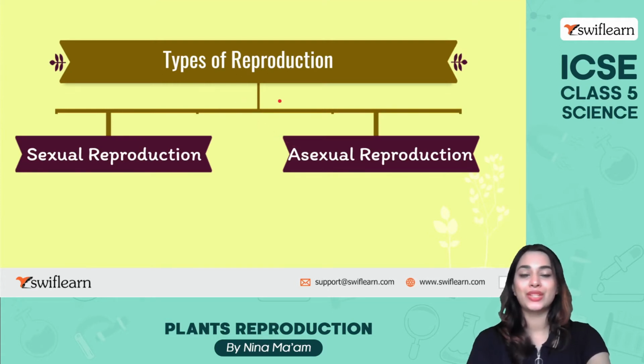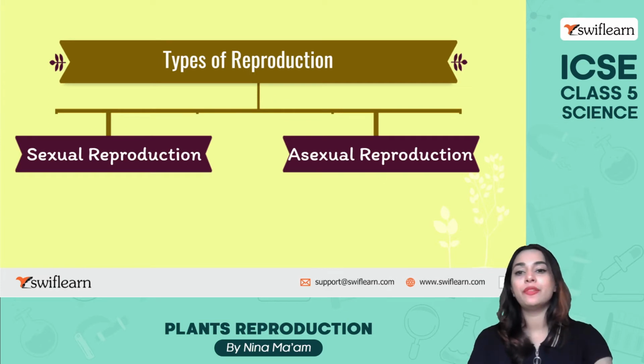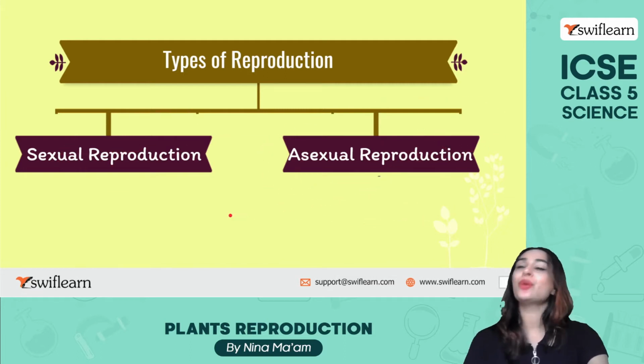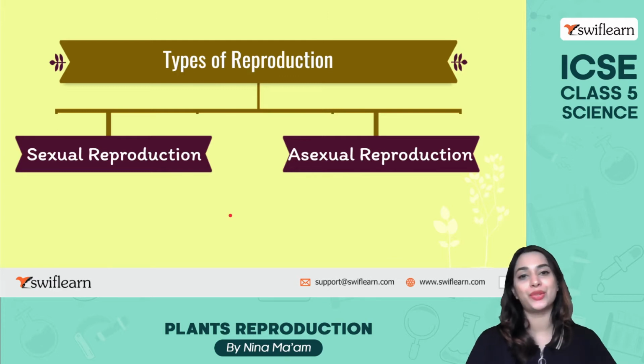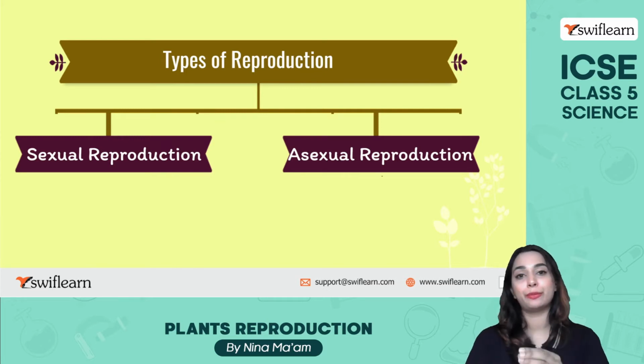And here we go. Types of reproduction. Within plants, we can divide reproduction into two. The first one is sexual reproduction and the other one is asexual reproduction. So what is meant by sexual reproduction? It is the reproduction that happens with the help of the seed.